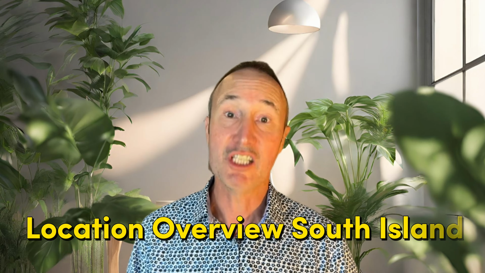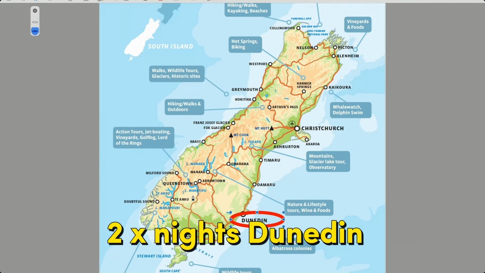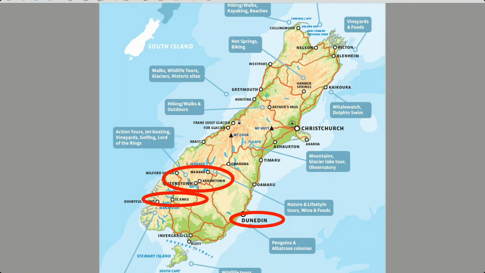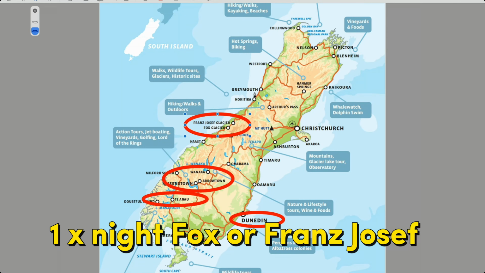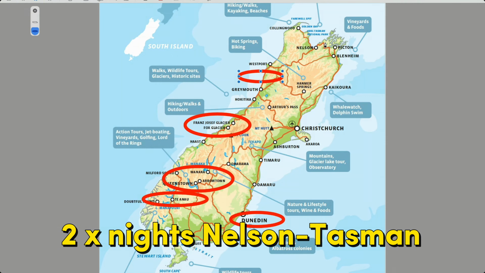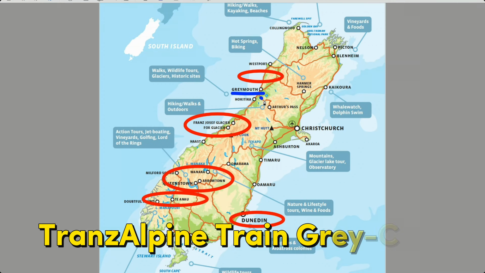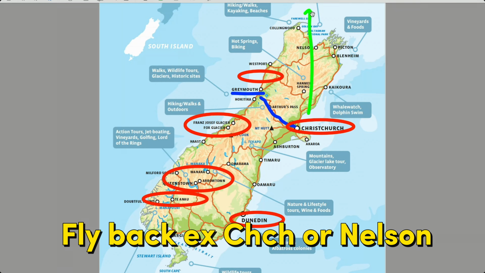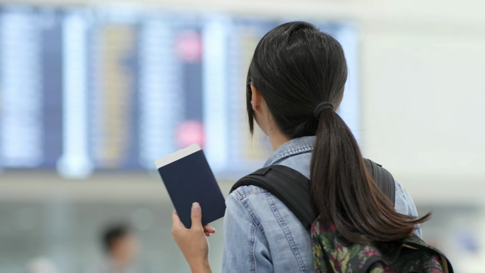Let's do a quick location overview, starting in Dunedin. So we have 2 nights in Dunedin, 2 nights in Te Anau, 2 nights Queenstown, Cromwell, or Wanaka. I'll talk about details later. 1 night in Fox and Franz Joseph, 1 night in Punakaiki, 2 nights in the Nelson-Tasman region. Optional, you could also take the train from Greymouth to Christchurch and have a couple of nights stay to explore Kaikoura or the Banks Peninsula, but I'll talk about that in a minute. Take a flight back to Auckland from Christchurch or Nelson and connect with your international flight leaving Auckland.